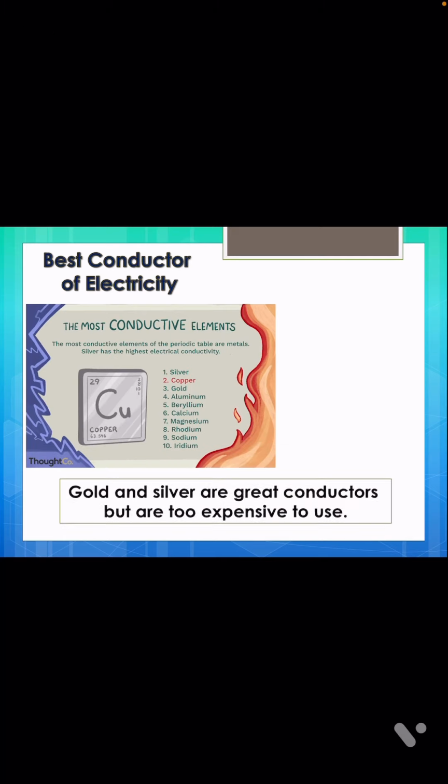The best conductor of electricity is pure silver, but it has drawbacks. It tends to tarnish with usage, and it is simply too expensive to run silver wire through a building. Gold is also a good conductor, but that is also too expensive.